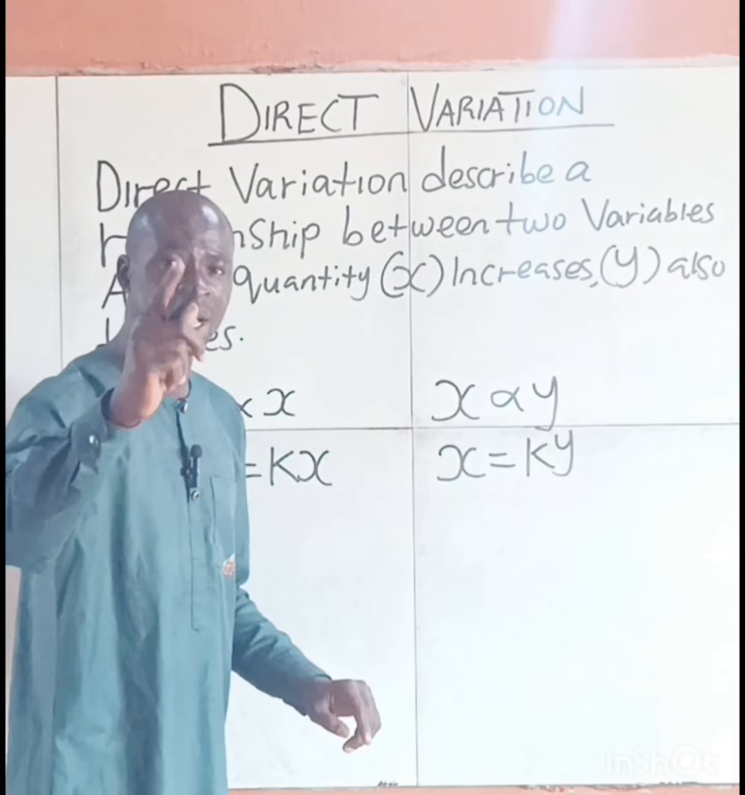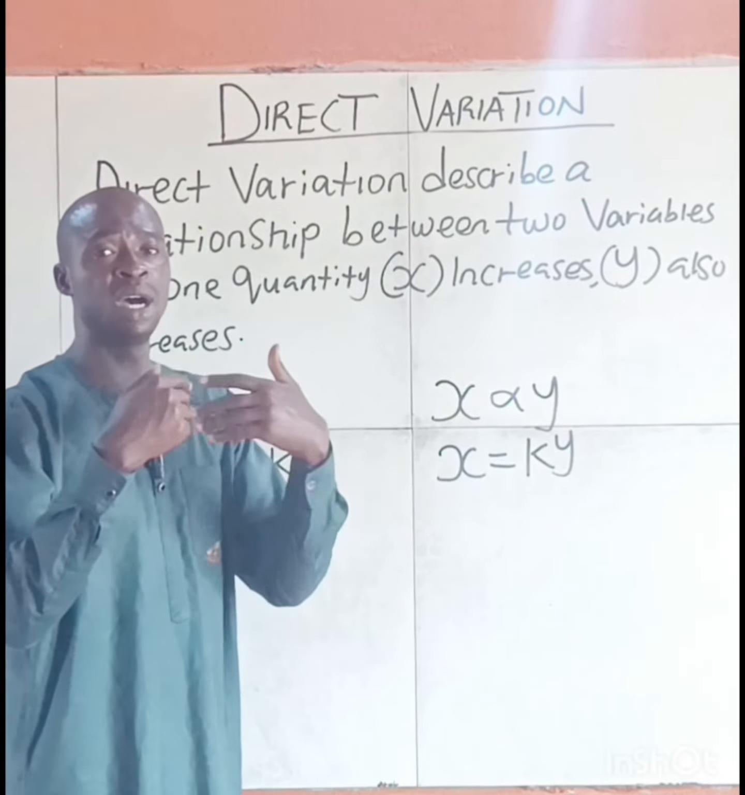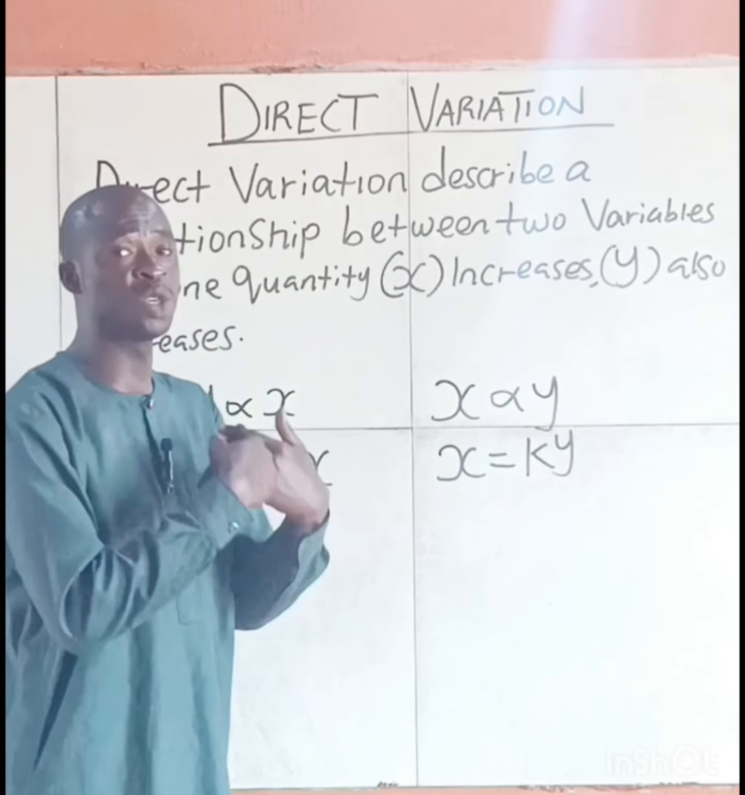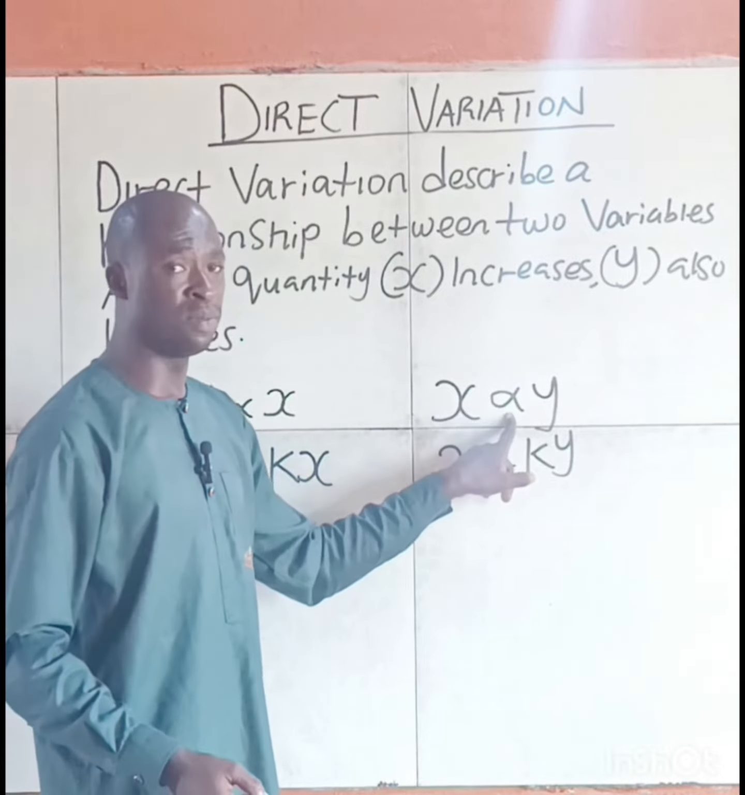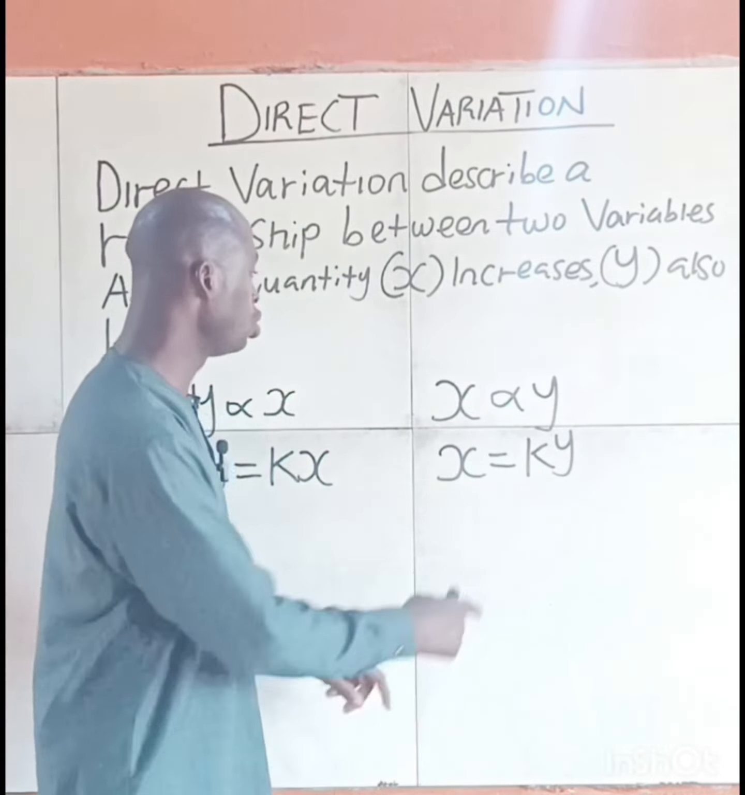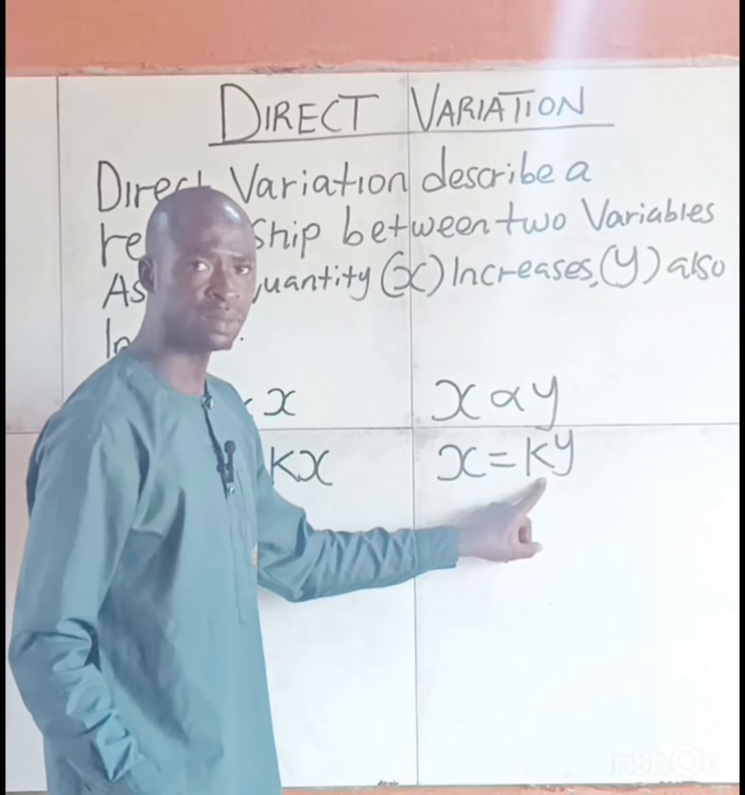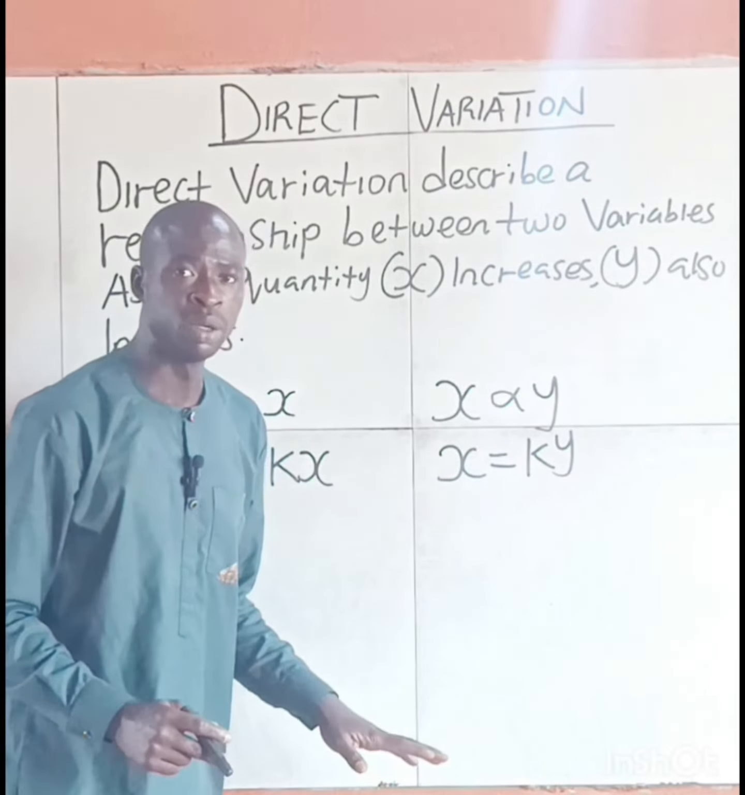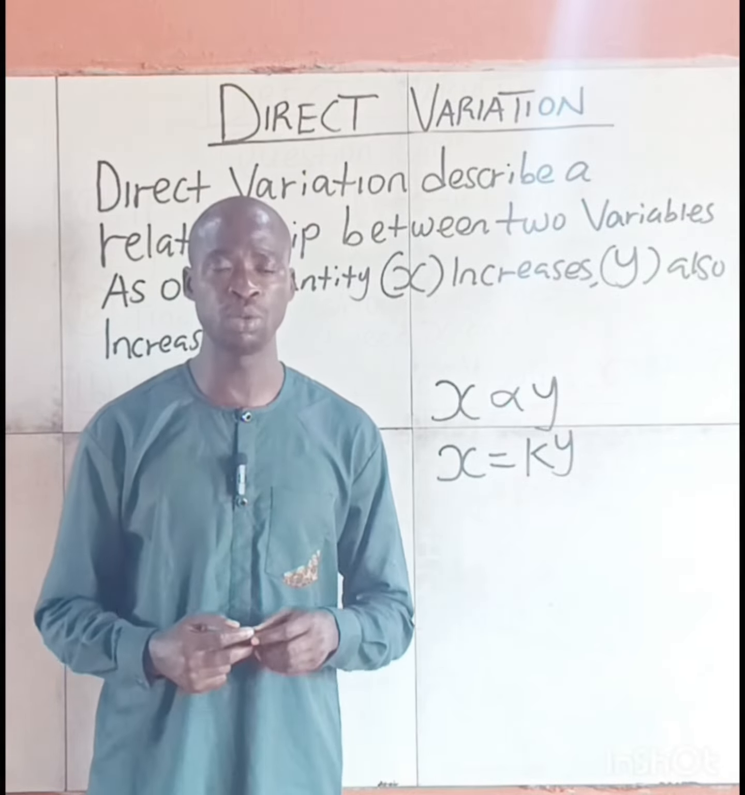Again, whenever you are being asked questions and your question starts with x varies directly with y, or x is proportional to y, your x will come first, then this symbol, before your y. Then you turn this symbol into an equal to sign. You introduce a constant. So this is how it is done. With that being said, we'll go straight and start taking questions on direct variation.